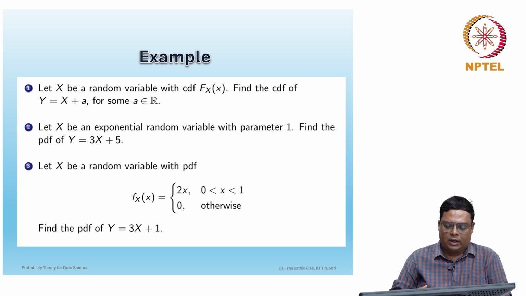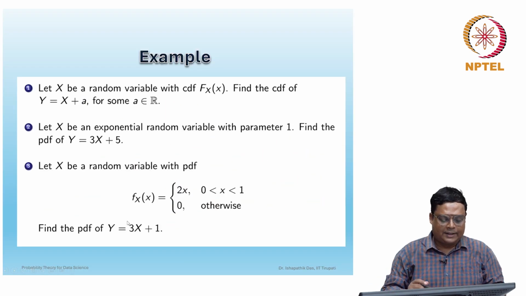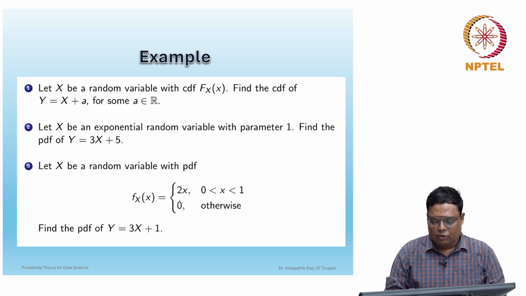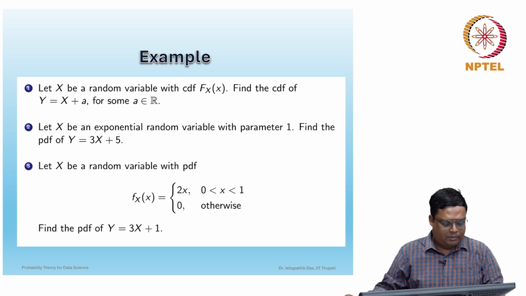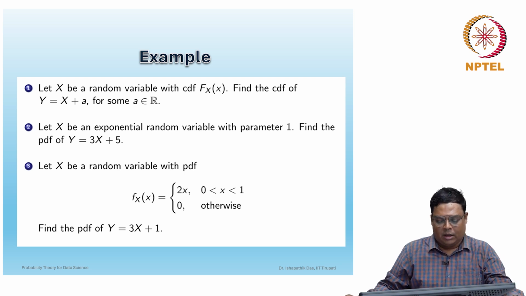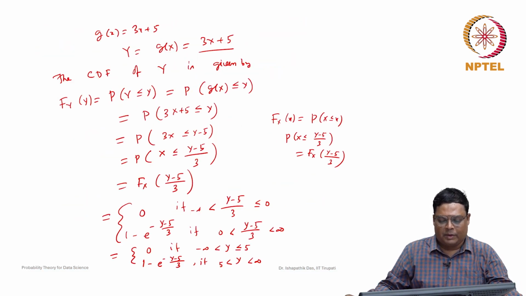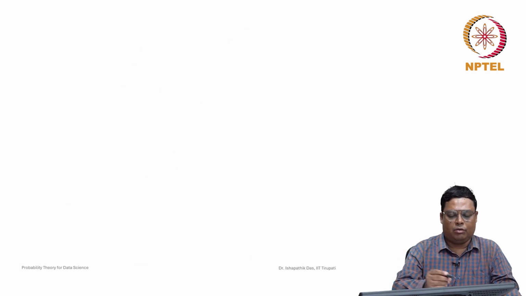So let us consider this example. Let X be a random variable with probability density function f of x between 0 and 1 equal to 2x, 0 otherwise. Find the probability density function. So here also you see that the density function is given, and we have to find the probability density function. But we know the method here: using the transformation of random variable, we have to first find the cumulative distribution function. So let us do that.